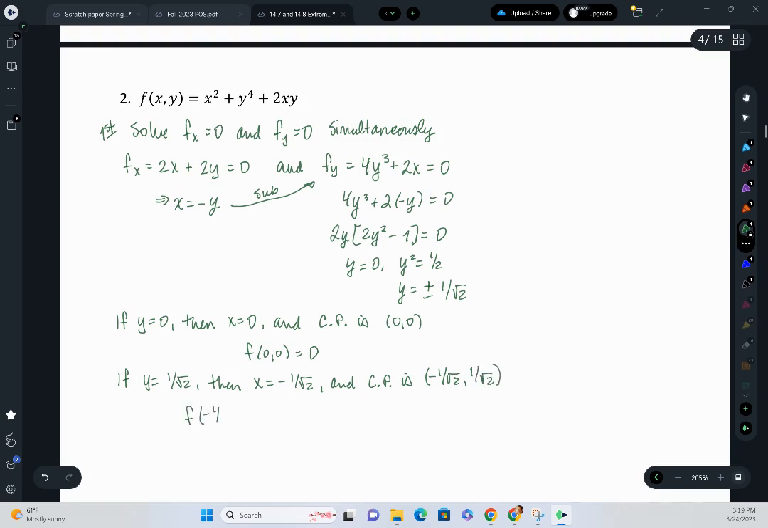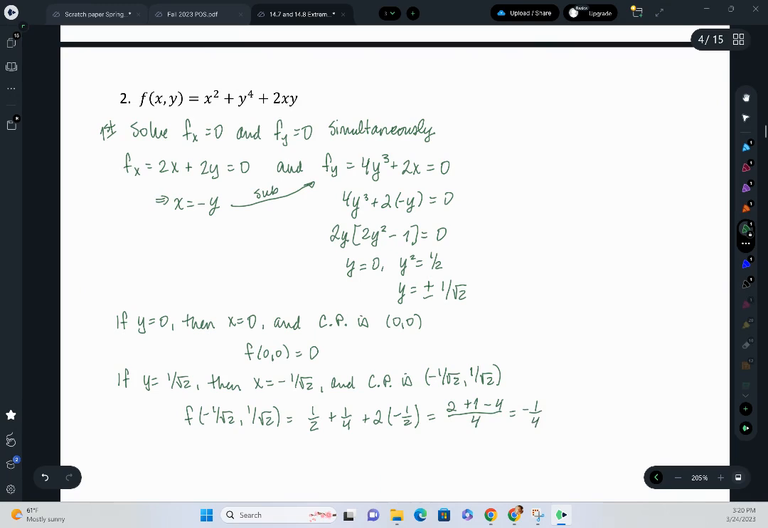And the function value of negative 1 over square root 2 and positive 1 over square root 2 will be, looks like x squared would give me a half, y to the fourth would give me plus a quarter, and then plus 2 times, it looks like a negative half when I multiply those two together. Okay, and if I get a common denominator of 4, this is going to be 2 plus 1 minus 4 all over 4. So it's going to be a negative 1 over 4.